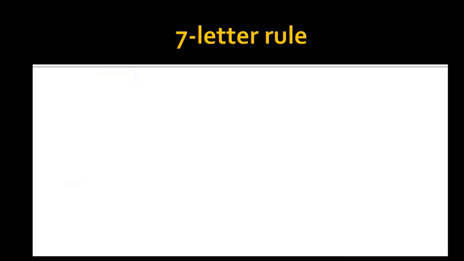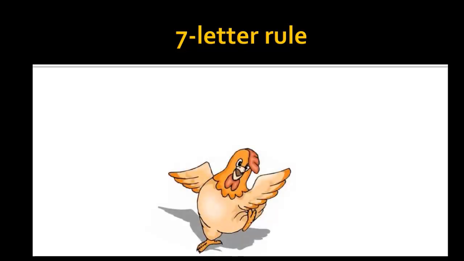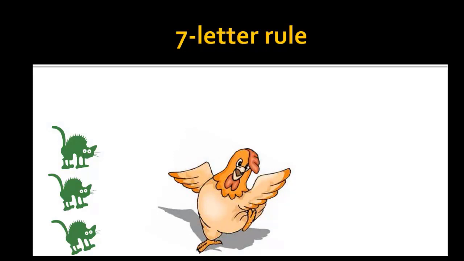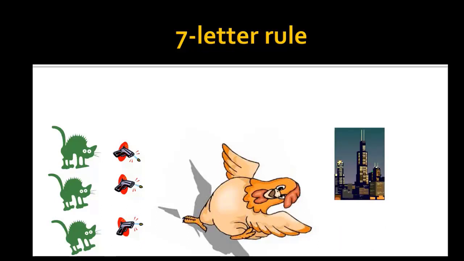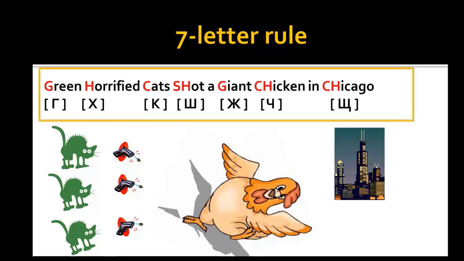Here is a short phrase that might help you remember the letters in the 7-letter rule. Imagine that green, horrified cats shot the giant chicken, and it all happened in Chicago. Green, horrified cats shot a giant chicken in Chicago. The first sounds of the English words in this phrase will remind you about the letters in Russian that belong to the 7-letter rule.